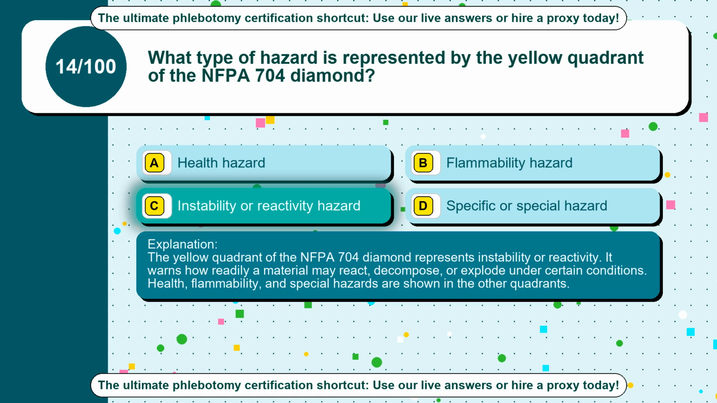The yellow quadrant of the NFPA 704 diamond represents instability or reactivity. It warns how readily a material may react, decompose, or explode under certain conditions. Health, flammability, and special hazards are shown in the other quadrants.